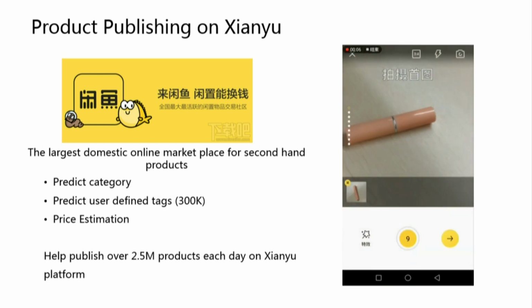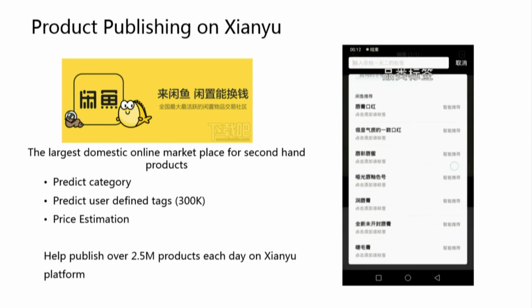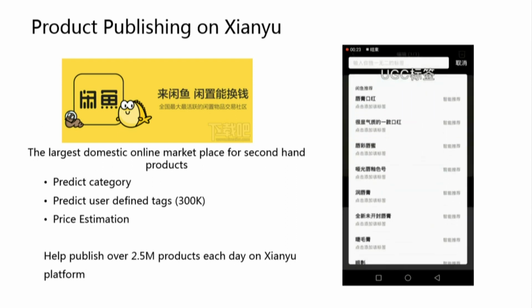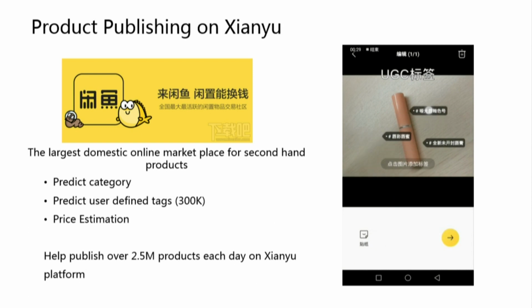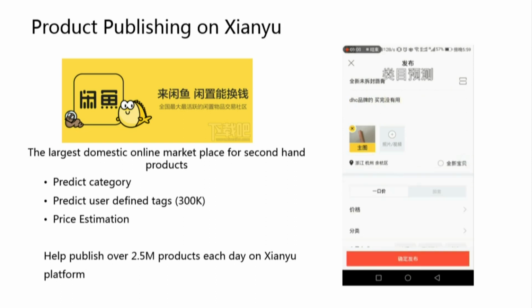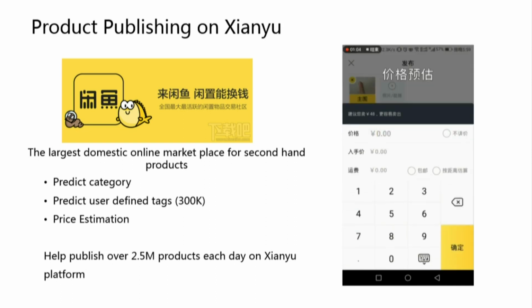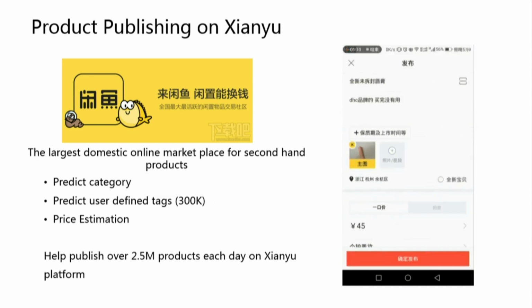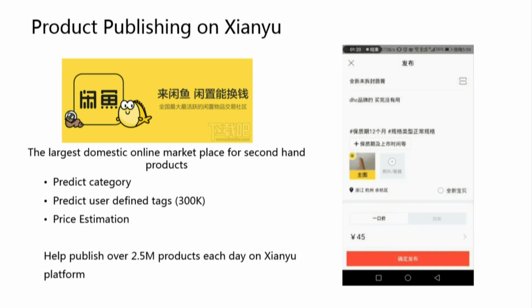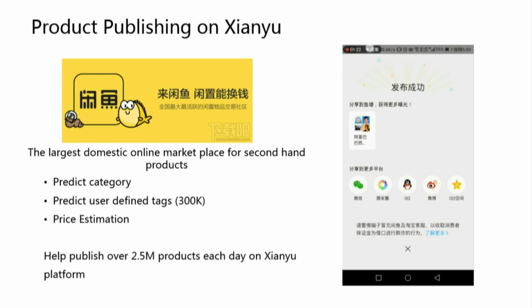We can see that the user wants to publish a product, and our system recommends a lot of tags. All of them are recommended by using AI technologies. Then the user can type in the text information, and we do automatic price estimation. The suggested price is 28, so the user chooses 48, and then 45. Very quickly, a second-hand product is published on the platform.